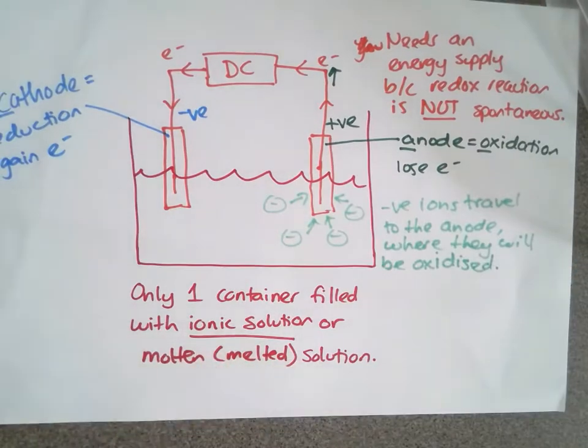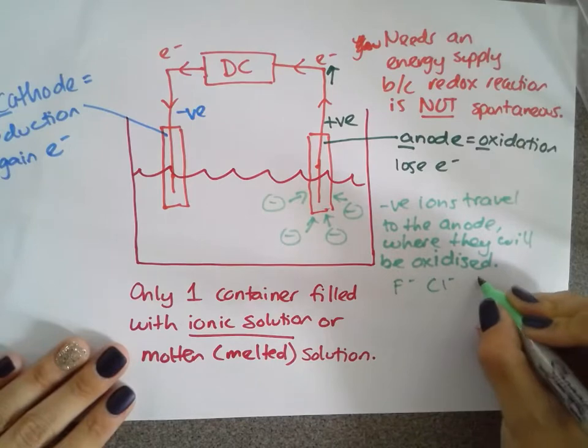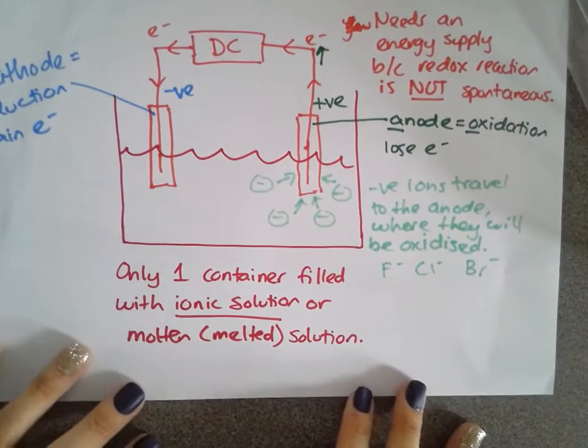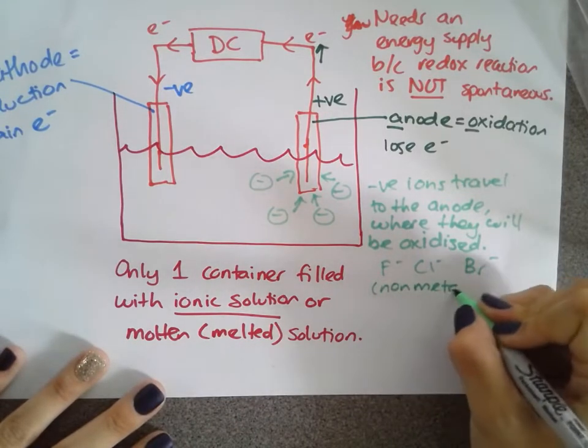If you think about the elements that form a negative ion, we are thinking about the halogens. So say, for example, fluorine, chlorine, bromine, those are all good examples of negative ions. So these are my nonmetals. That's where they're going to go.